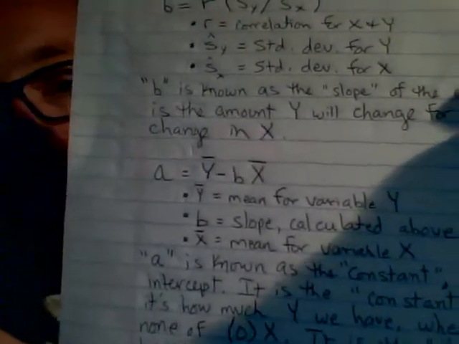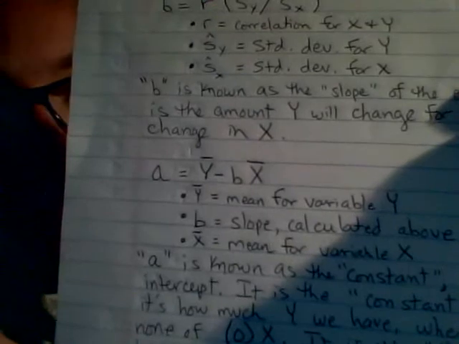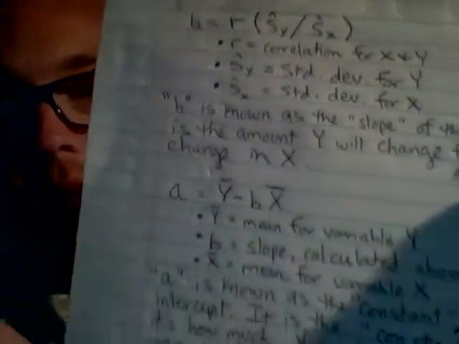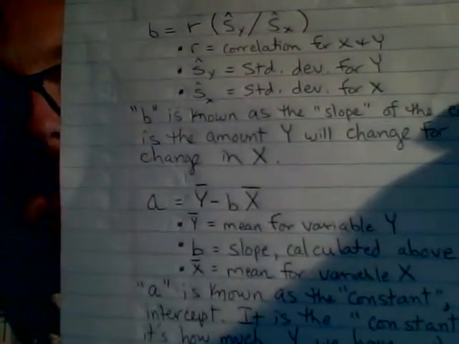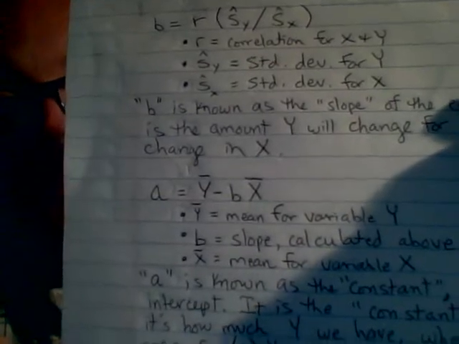You can also see the formula for calculating A. A equals the mean of your y variable minus b, which you just calculated up above, times the mean of your x variable.